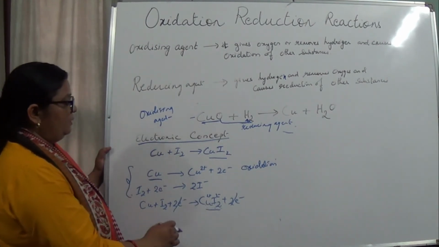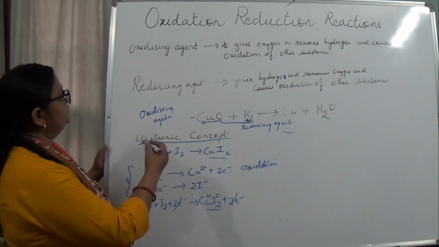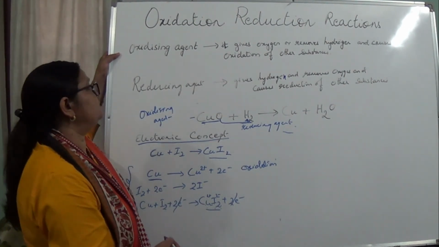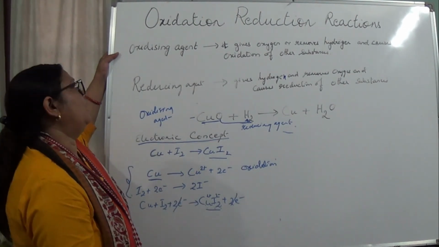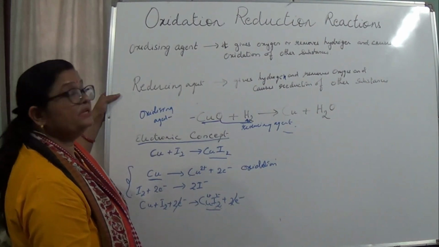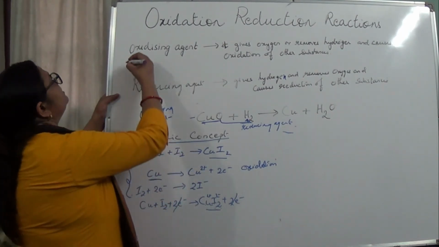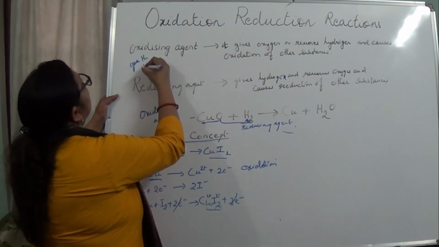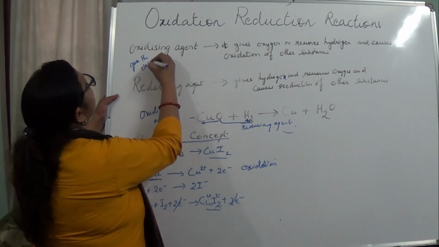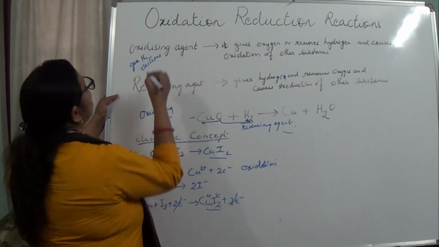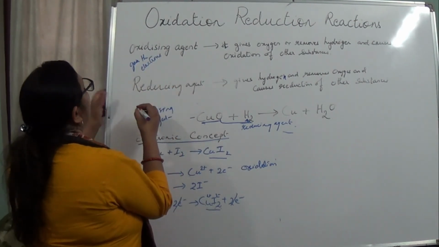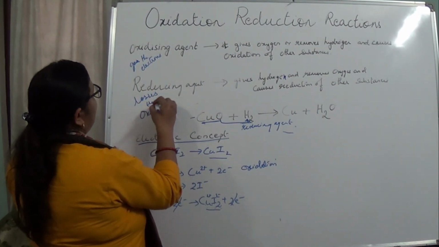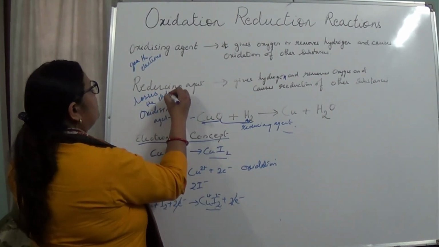So here you can see, what is the oxidizing agent then? The oxidizing agent is the one which gains electrons, in terms of the electronic concept. And the reducing agent is the one which loses electrons.